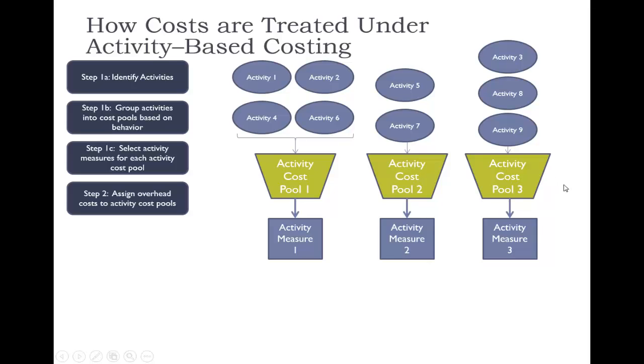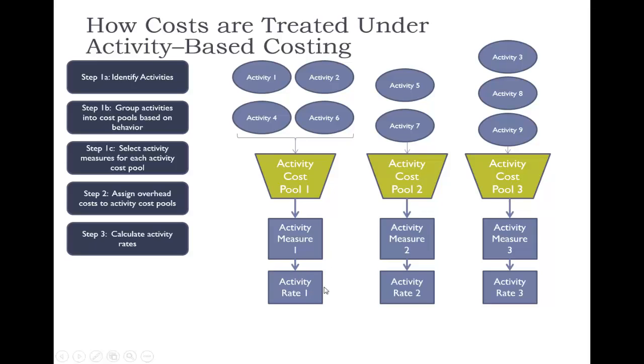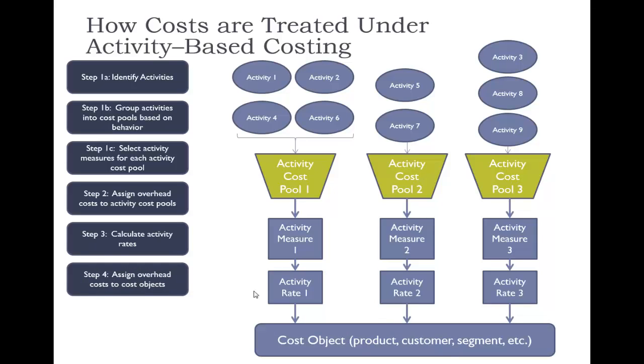Then, now that we have costs in the cost pools and cost drivers, and assuming we understand the total amount of the cost driver, the third step is to calculate an activity rate for each of these cost pools. And then, using those rates, we can assign cost to the cost object, whether it's a job, a product, a customer, a group of customers, whatever segment you're talking about.